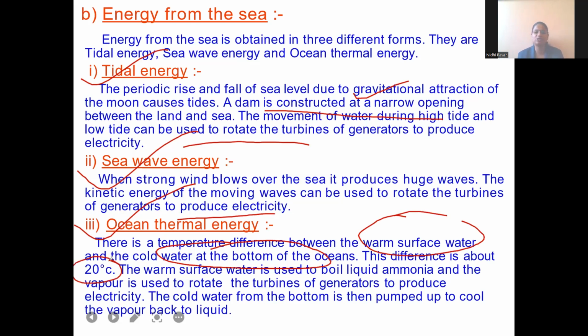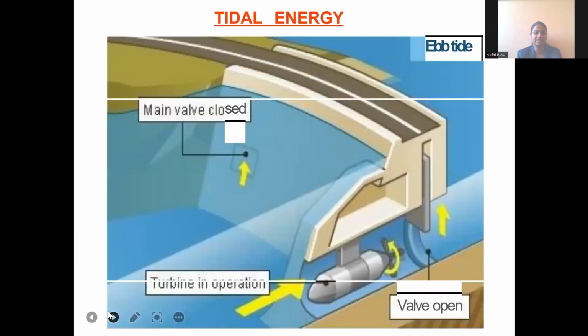The warm surface of water is used to boil liquid ammonia. When you boil the liquid ammonia, that vapor is used to rotate the turbines, which will generate the electricity. And the cold water from the bottom is then pumped to cool the ammonia vapor. It is cooled by the cold water, and again we will get back the liquid. This is regarding ocean thermal energy.